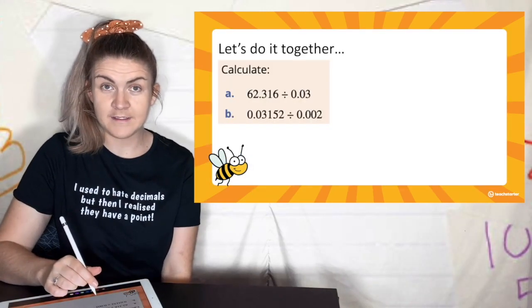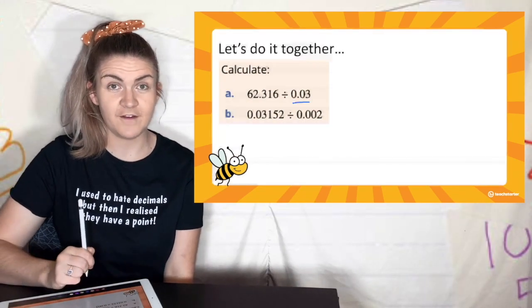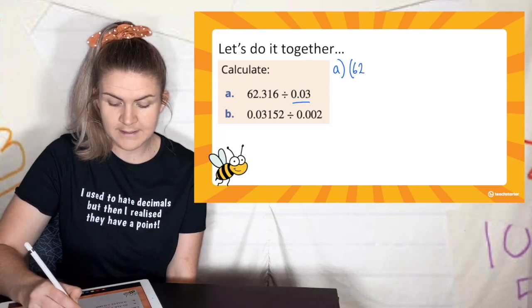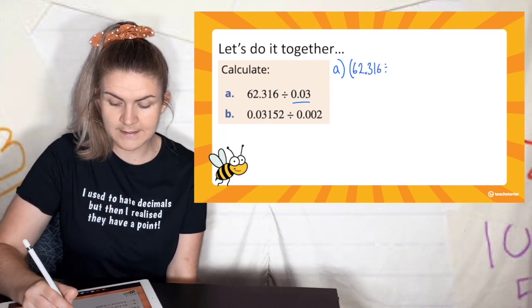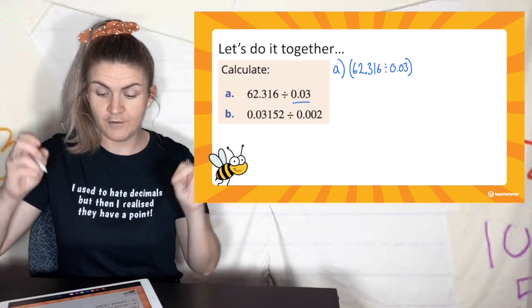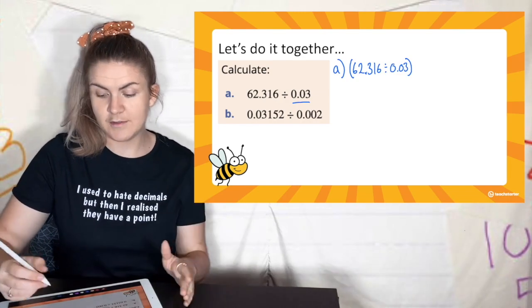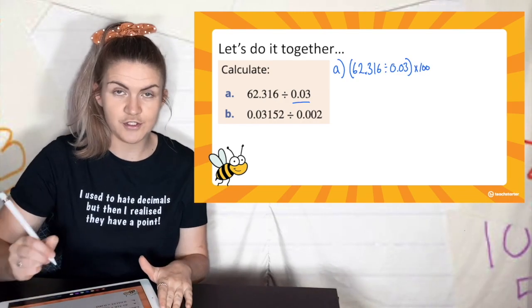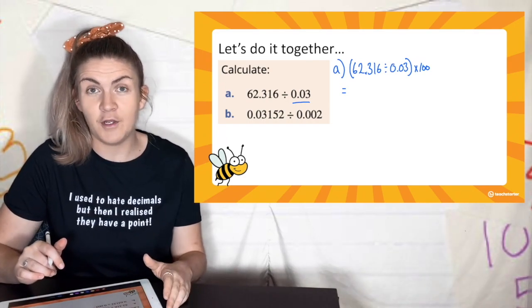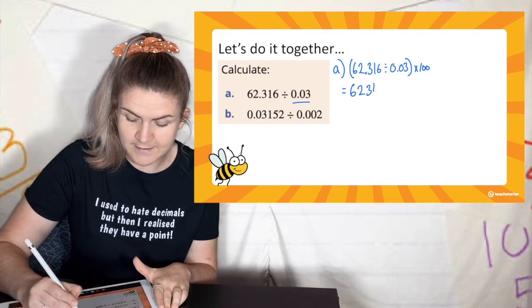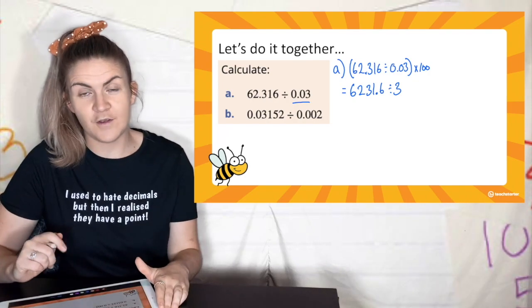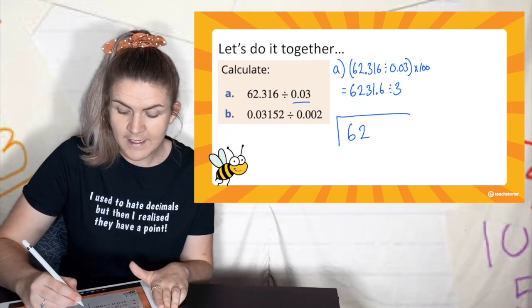First, I can see that my divisor is not a whole number, so that's my first step. I'm writing A and I'm writing out what I have in brackets. 62.316 divided by 0.03. Now I want the decimal place to move 2 places here, and 2 is 2 zeros, so I'm timesing by 100. Underneath I'm going to write equals and I'm going to move the decimal place 2 to the right on both of them. So now I've got 6,231.6 divided by 3.